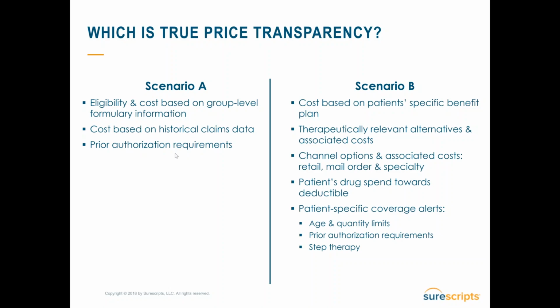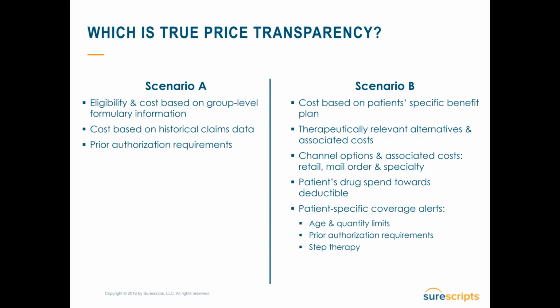what we're trying to show here is, if you think about which of these represents true price transparency, scenario A, in which you've got eligibility and formulary data at the group level, and also having cost based on historical claims data, and then prior authorization requirements. So that's scenario A.